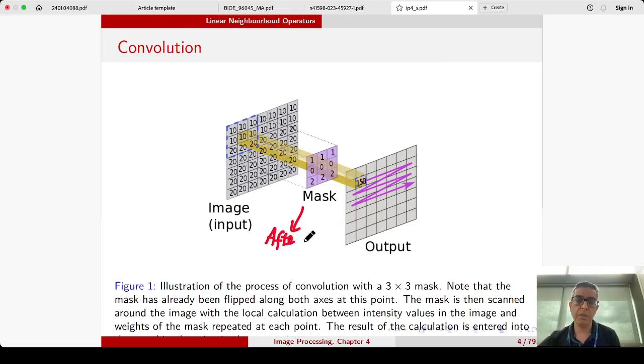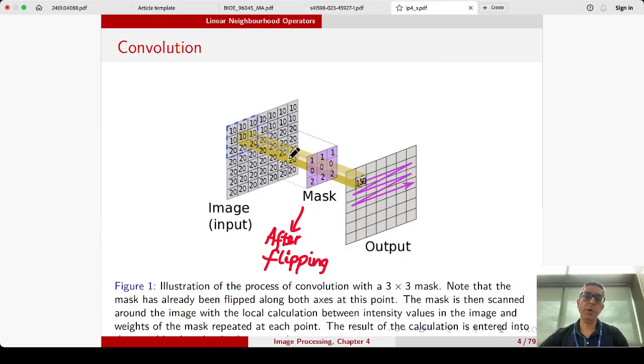After flipping. I'll explain this flipping thing in a second. It sounds like I'm swearing, but the mask flip is part of the definition of convolution, and there are some implementation things that we need to talk about here. So this is the mask after flipping. What does the mask look like before flipping?